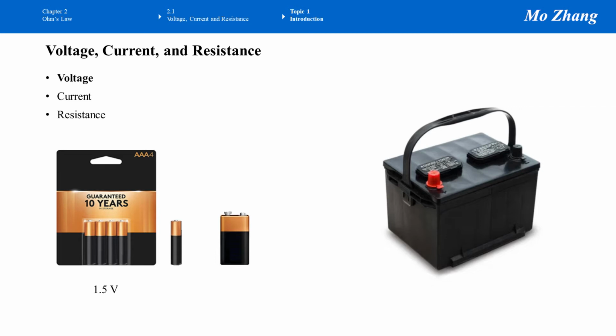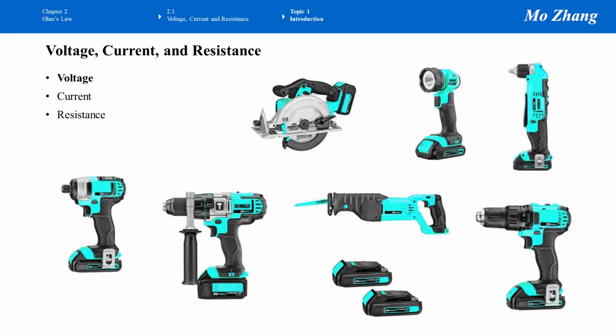The next one is a 9 volt battery that provides 9 volt. And then the last one, the bulky one, is a car battery. This battery provides 12 volts. Here are more products. You may see voltage labels on these tools. It has a circular saw, drills, reciprocating saw, hammer drills. They all need to be powered by batteries.